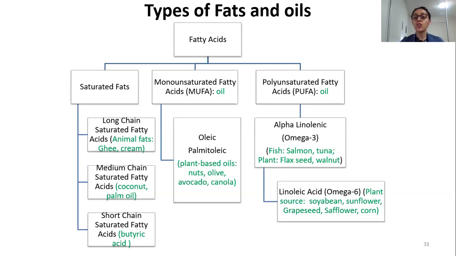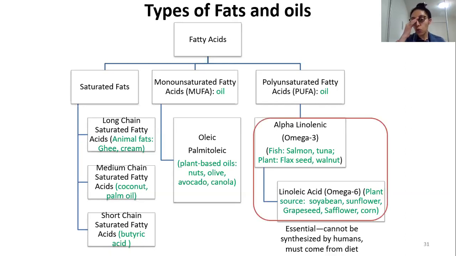All right. And then you have your PUFA. Within your PUFA, you have two types of fatty acids which you cannot produce in the body. Humans cannot produce them, and therefore they need a supply of them from the diet. These are called your essential fatty acids.